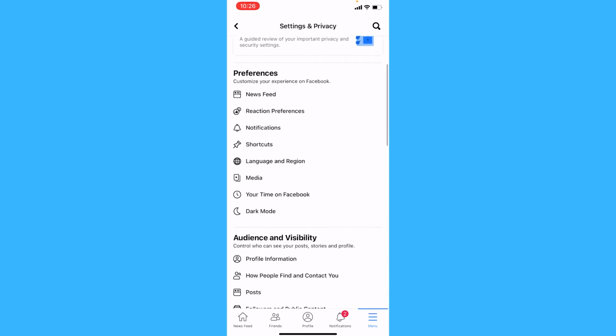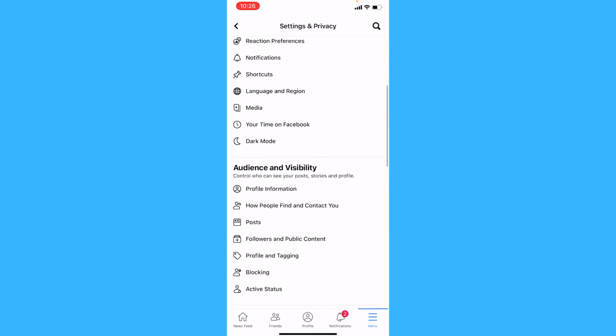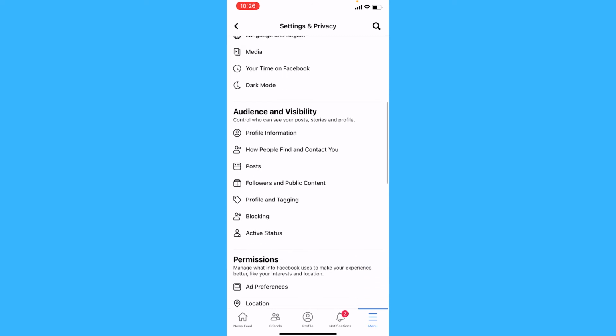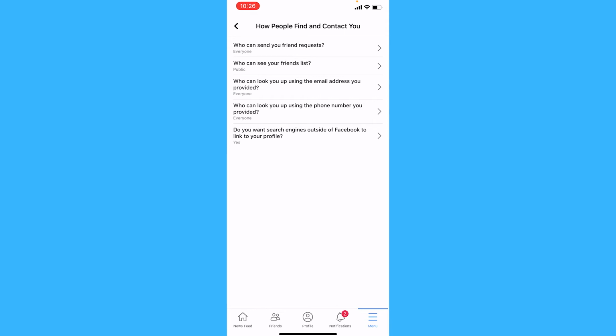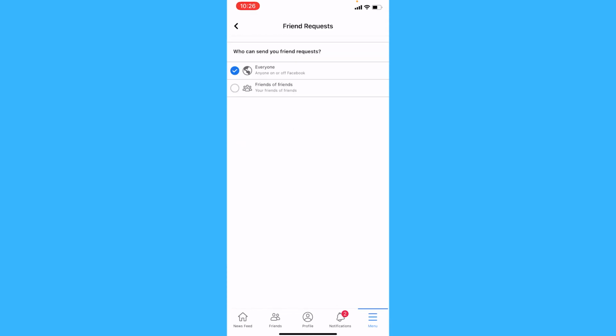and if you go to how people find you and contact you, and who can send you friend requests, it is likely they have it set to friends of friends. So this means you aren't friends with any of their friends, and you can try adding their friends first.